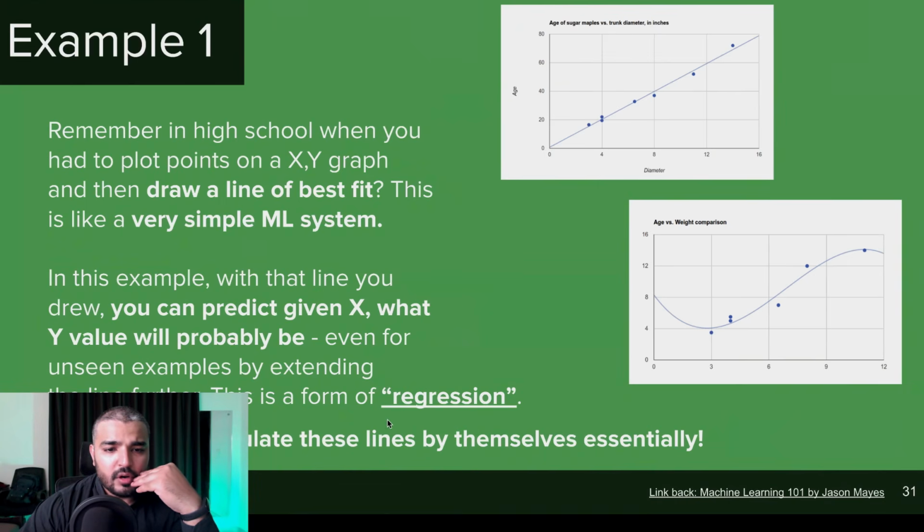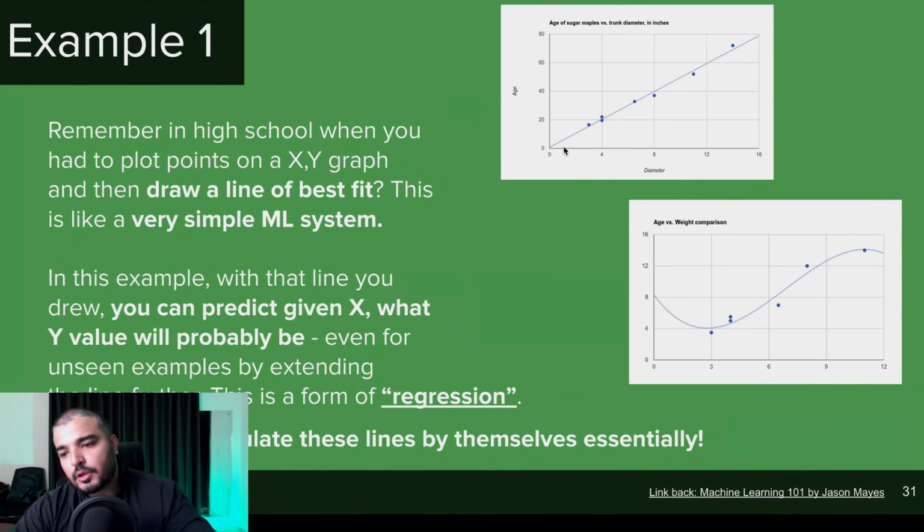So this form of application is called regression. If you have a straight line, it's called linear regression. If your lines are quadratic, then they're called polynomial regression. There's also multinomial regression as well. So the idea of regression is just to predict a future value over given data.